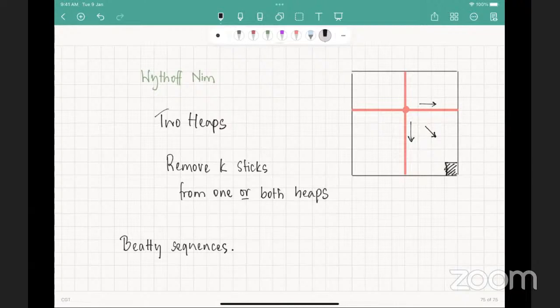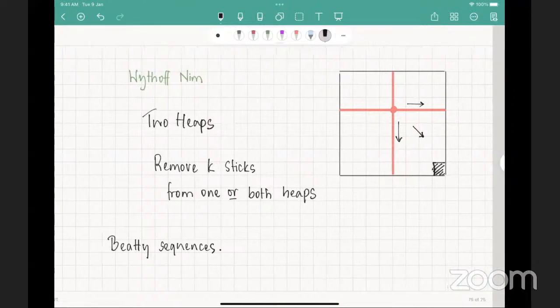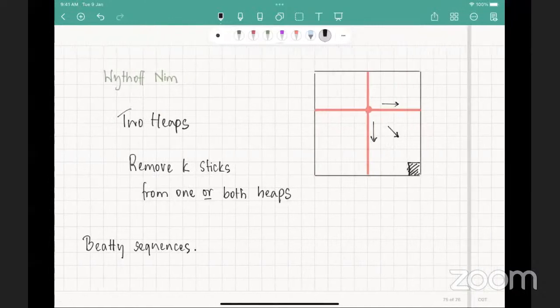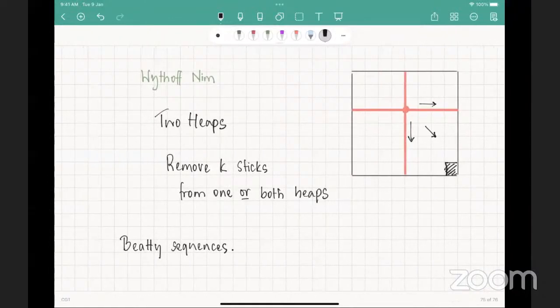But I hope that at this point the rule set is clear. And the win is the usual, we are doing normal play. So the player who doesn't have any valid moves left is the player who loses. In particular, if you're already at the bottom right or at the target square, particularly when both heaps are empty, then the player who is facing that position loses.